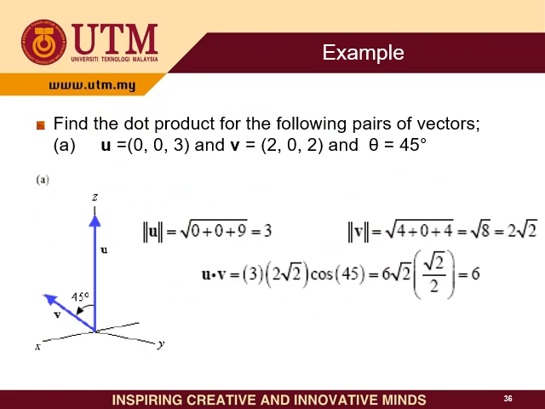The example shows us how to find the dot product for the following pairs of vectors. So they give us vector U and vector V, and the angle is 45 degrees. So we calculate the magnitude or length of U and the length of V. Then for the dot product, we use the equation that has been given, and you will get your answer, which is 6.